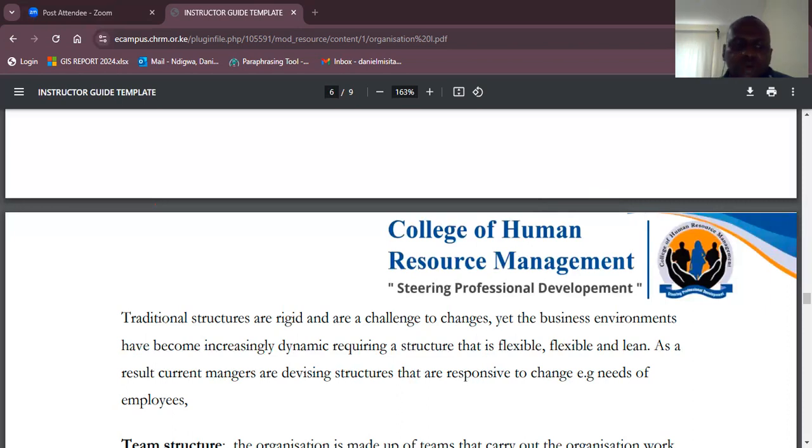So when we talk about contemporary structure, traditional structures are rigid and are a challenge to change. Those organizations that have still stuck to the traditional structure, sometimes you find that in terms of performance, they're not doing very well because they fear change. And one of the reasons they fear change is the fear of the unknown. What might happen if we change? And they also don't want to change the status quo, and that becomes a problem. They end up sticking with a structure, even if that structure is not working well.